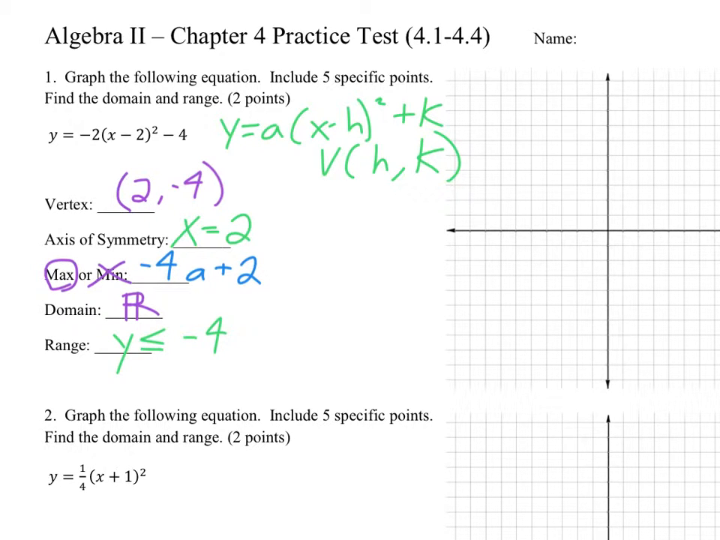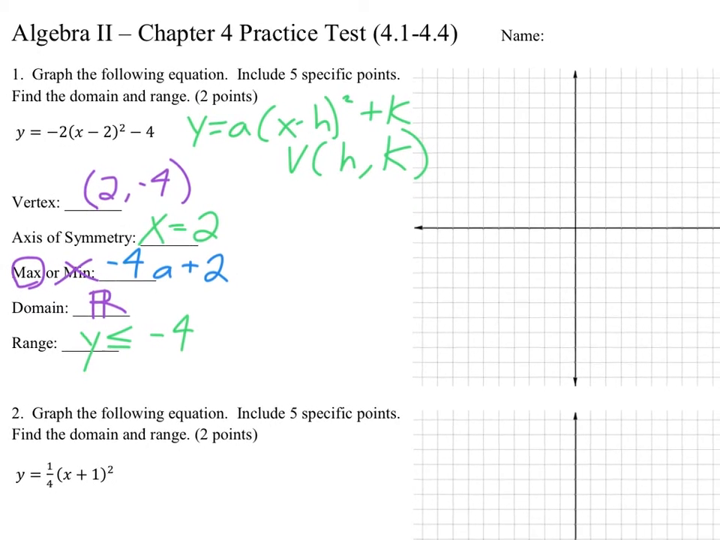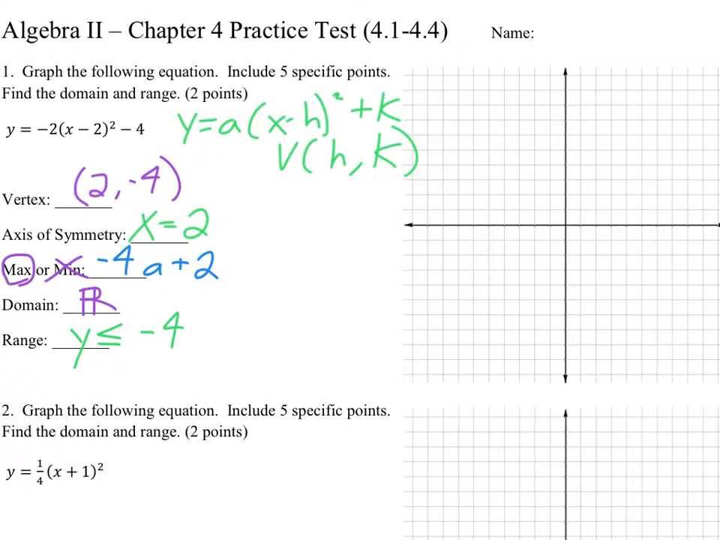Now to actually graph this, there's a few different things we could do, but either way, we're going to start with the vertex at 2, negative 4. So if I plot a point there at 2, negative 4, it would be right here. So we've got our point there at 2, negative 4. From there we need to find points on both sides of the vertex. You could just plug in a 1 for x, plug in a 0 for x, and find out what those y values would be. But there is a pattern.